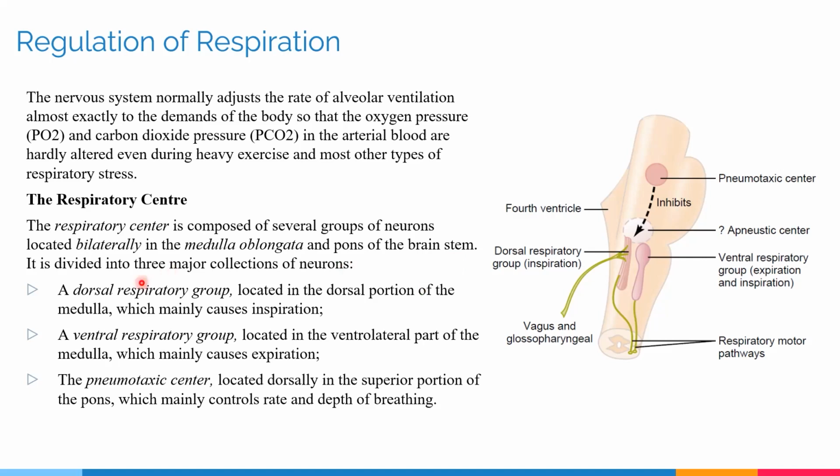So the respiratory center is divided into three major collections of neurons. The first is the dorsal respiratory group, located in the dorsal portion of the medulla, which mainly causes inspiration.